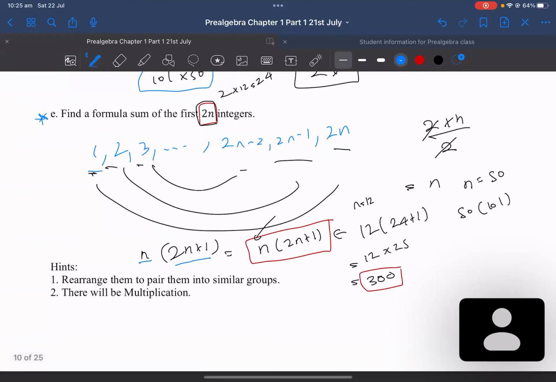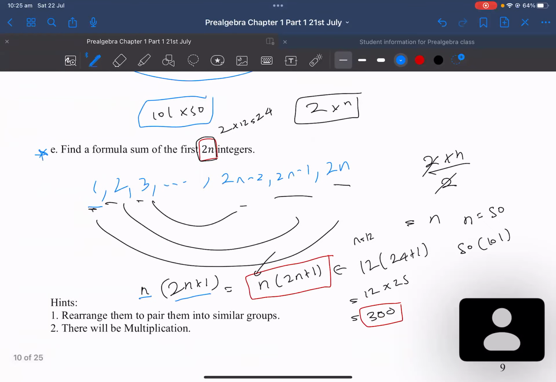Okay, for 96, which value of n would you sub in to find the first 96? Remember, when you want to find the first 24, we sub in n is 12. When you want to find the first 100, we sub in n is 50. Let's say we want to find the sum of the first 20 whole numbers. What value of n do we sub in? 10. Yeah. Then you sub into the formula.